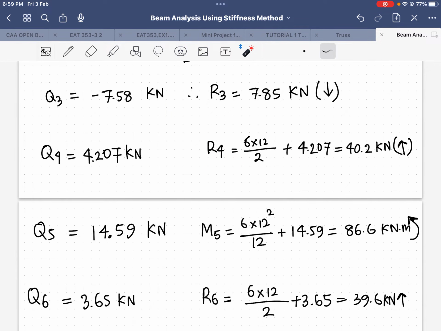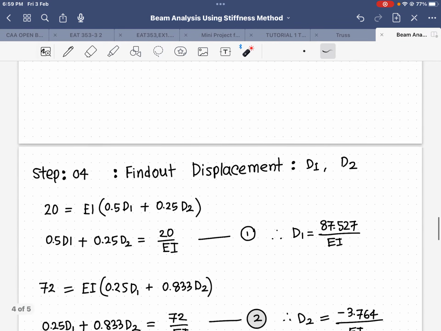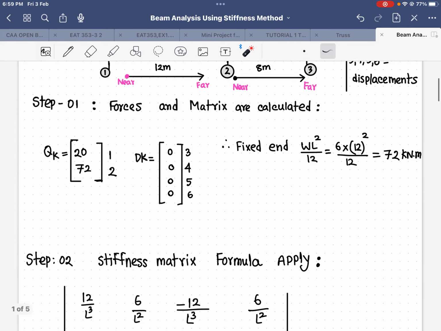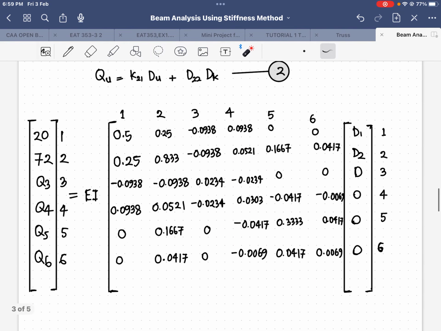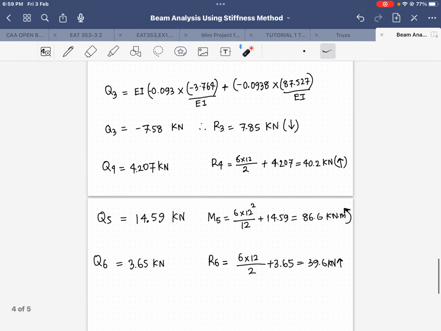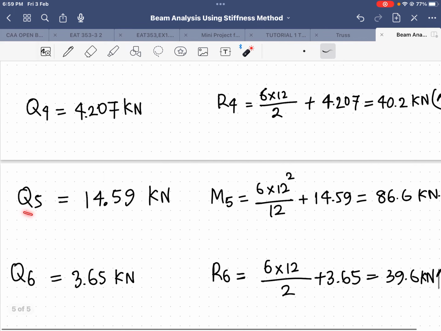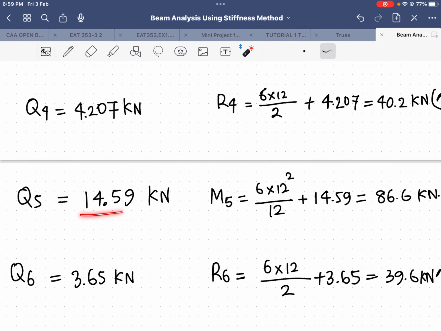In here I put the upward sign. Why do I put the upward sign? Because I have already shown here the upward reaction. The same things I will follow for the Q5. For the Q5, I have 14.59 kilonewton. The interesting thing here is we don't have a reaction force, we have the moment.